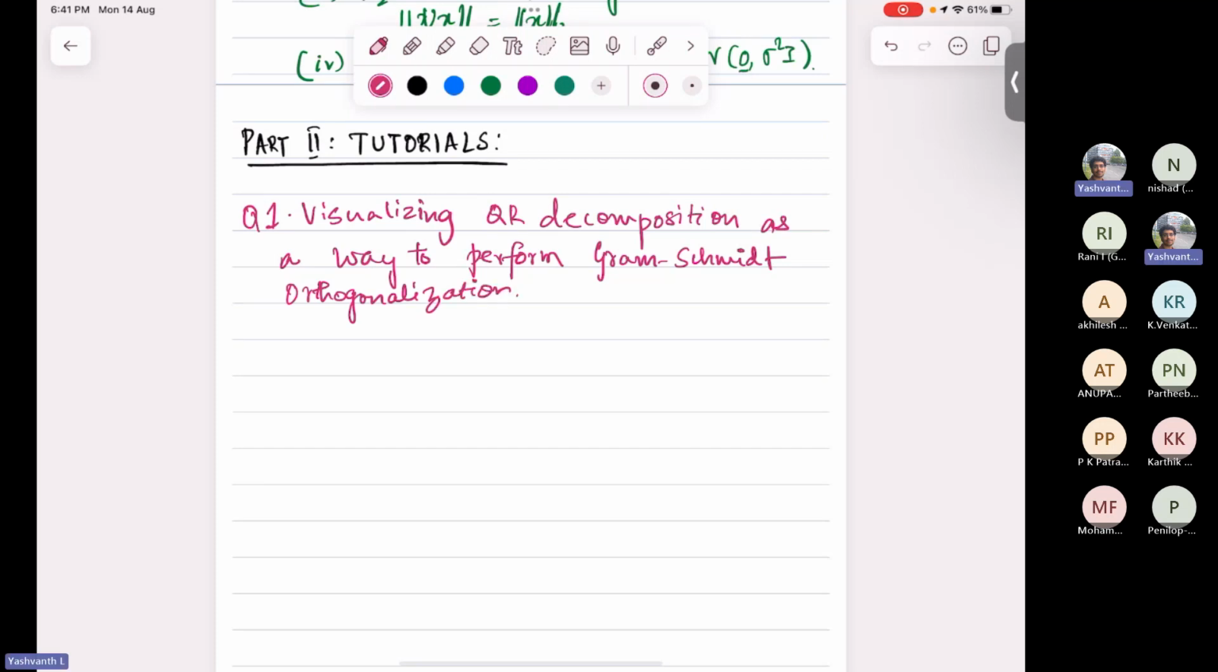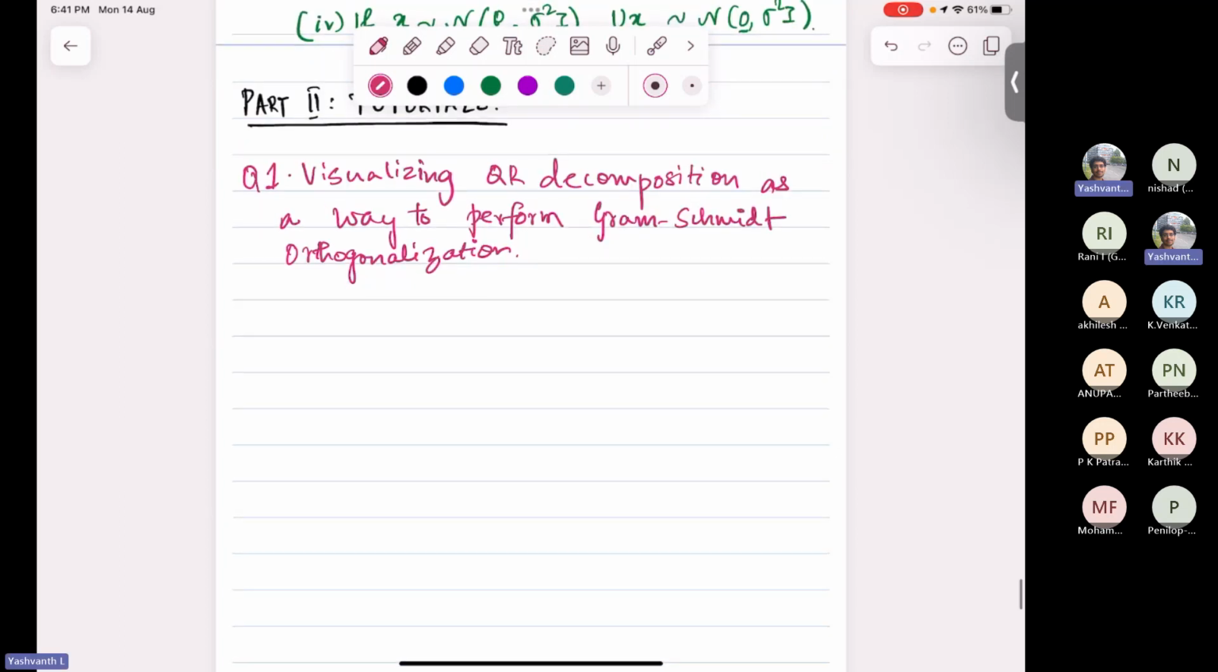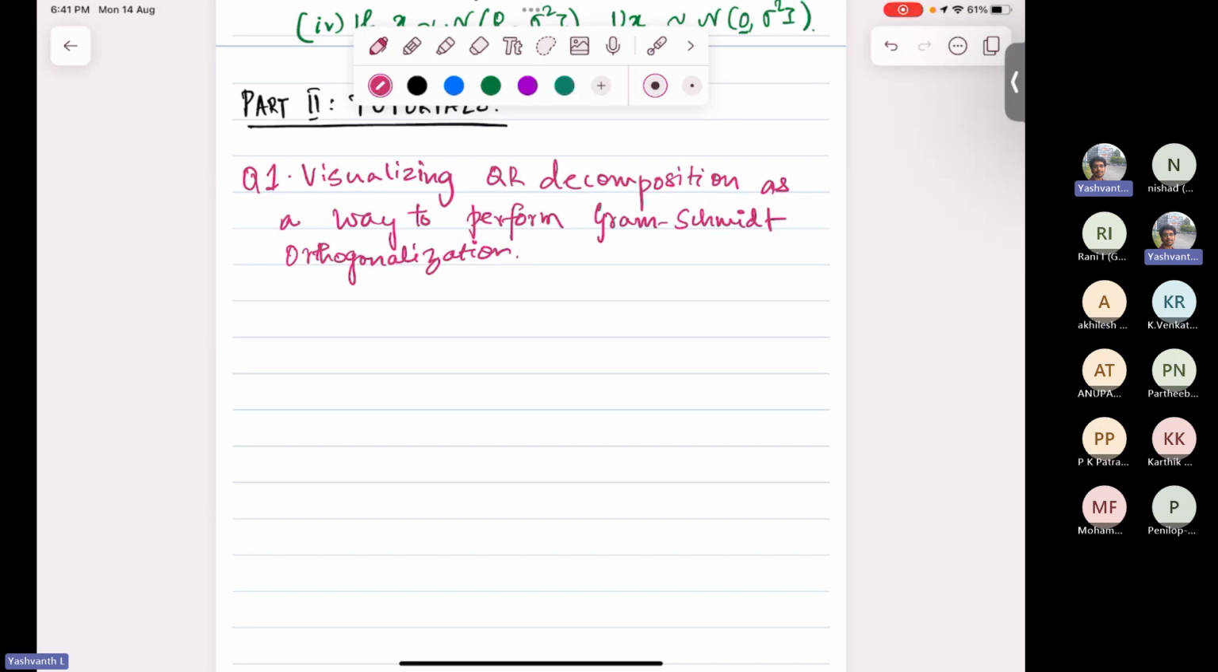Right, so the professor had mentioned what Gram-Schmidt is. Now I'm going to illustrate with an example how to find the QR decomposition of any matrix A using the process of Gram-Schmidt orthogonalization. To do that, first, let me define what QR decomposition is.